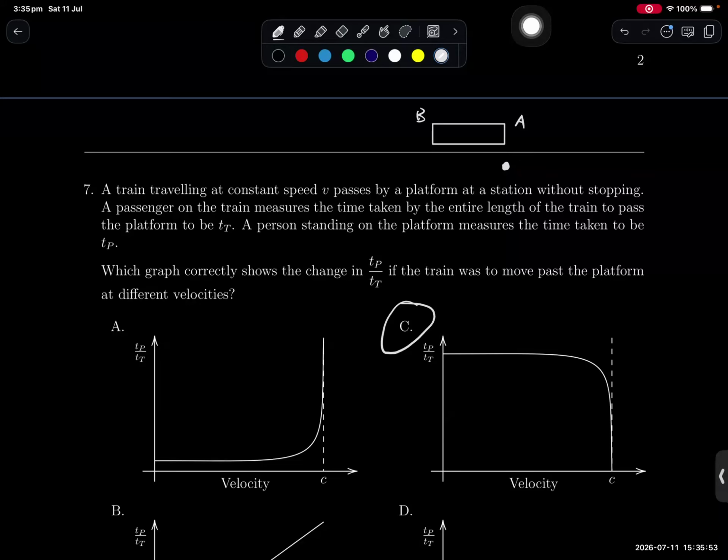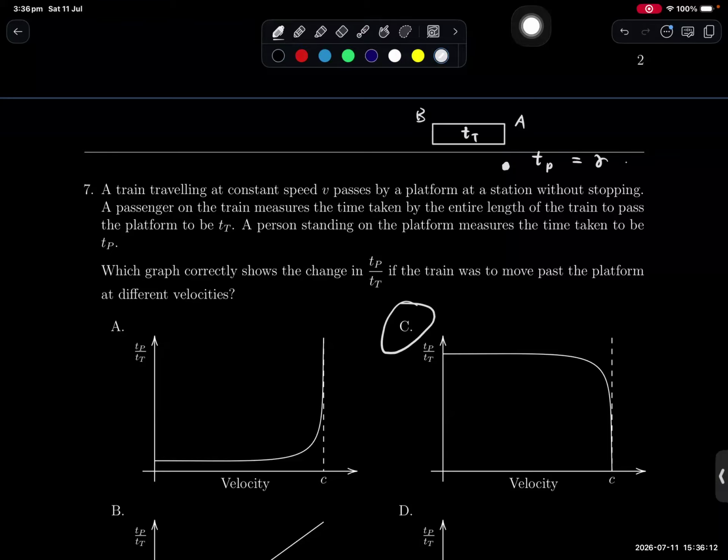Okay, this would obviously be the person outside the train, as A and B both happened at this point, but the train itself measures a dilated time. Okay, so TT is dilated, TP is proper.